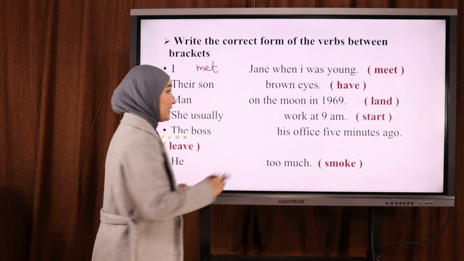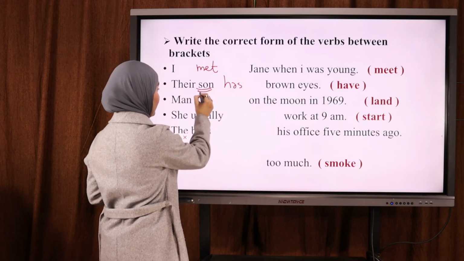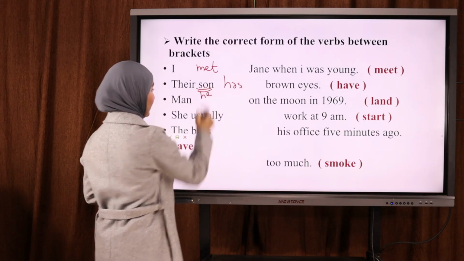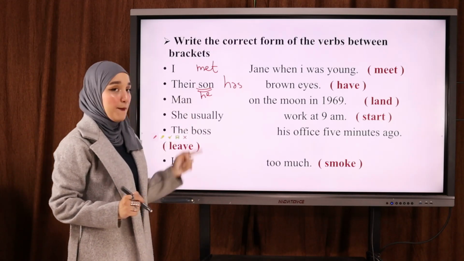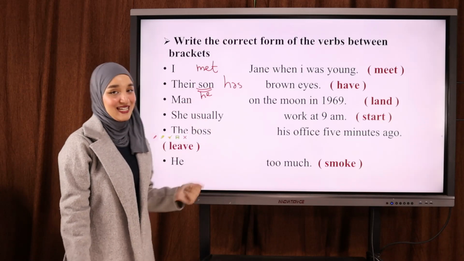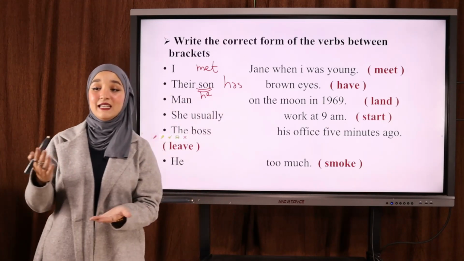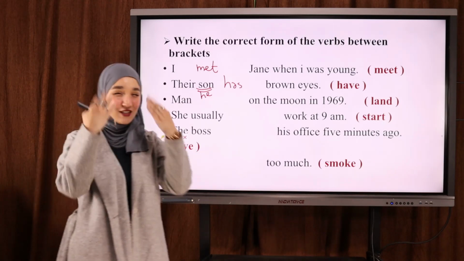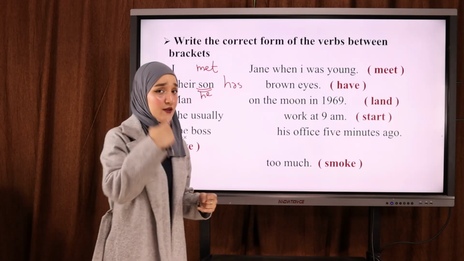And their son has, because, well, if I want to replace son with a personal pronoun, إذا أردت أن أستبدل son مع ضمير, it's going to be he, هو. Okay, so he has brown eyes. I'm describing him. I'm describing his physical appearance. أصف مظهره الخارجي. So he has, هو لديه brown eyes.